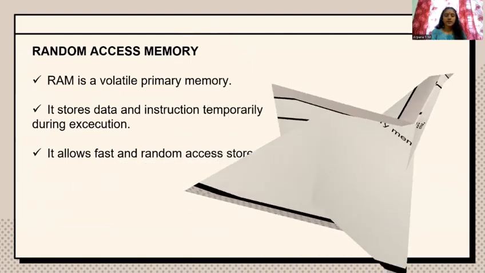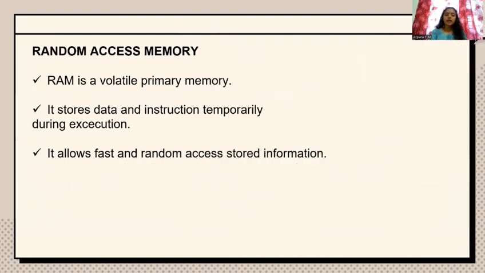Now, random access memory. Generally random access memory is a primary memory, and we already know that the primary memory is volatile, right? So random access memory is also a volatile primary memory, and it is used to store the data and instructions, but only temporarily, during the execution stage. It allows the fastest as well as random access to the stored information.